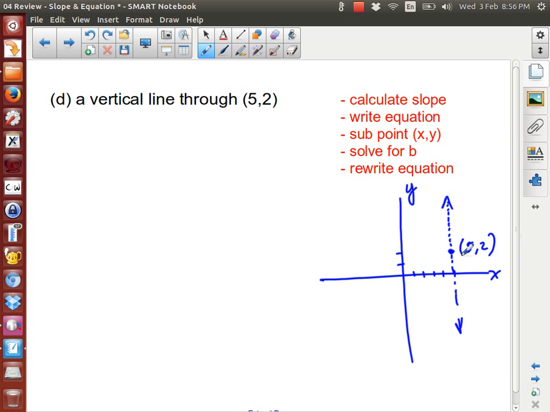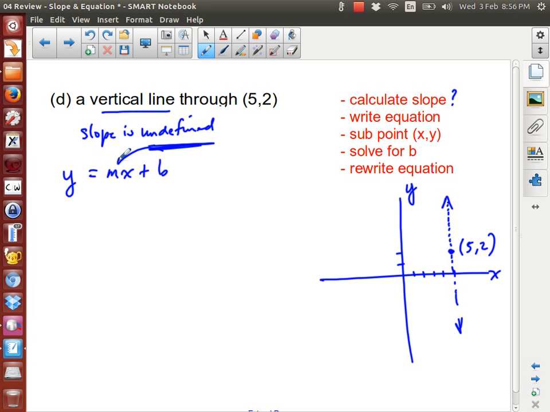Actually, no, we need this understanding of the sketch in order to come up with this. Calculate slope. Again, this one's a bit of an odd one. What is the slope of a vertical line? The slope is, and we talked about this before, it's undefined. So this one's worse because now when I try to go y equals mx plus b, the slope is undefined. What do I put here? Doesn't make any sense. I can't do anything with it.